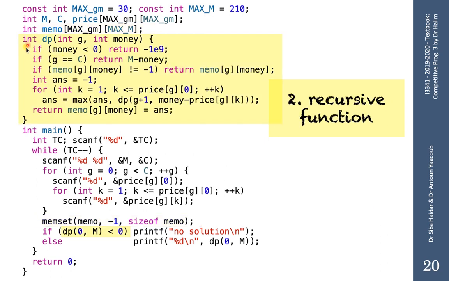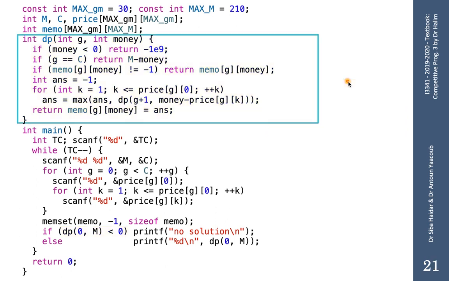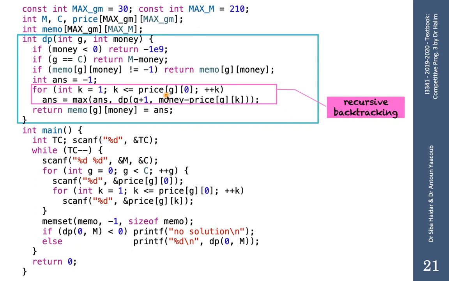Then we have the recursive function GP, and we call it with the initial values of garment 0 and money M, the total value M. Look how it is similar to the recursive backtracking. This is the recursive backtracking step. Because here, just like we wanted to do, if the money amount is negative, I will return a negative value, a very small value. Whenever I receive this value, I will print that there is no solution. And if I reach the final state, where the garment is equal to C, because the garments are in fact from 0 to C minus 1, so this state is a dummy state, I will return capital M minus the money that I have left. So what I spent is M minus money. Those are the two base cases.